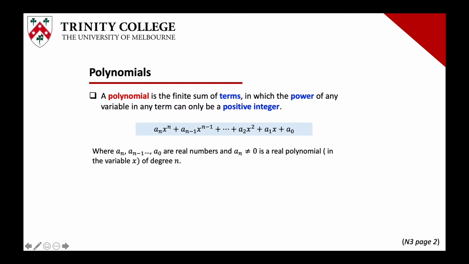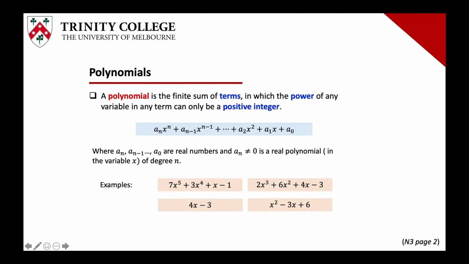Here a_{n-1} all the way down to a_0 represent the coefficients in each term. They are real numbers, alright? One important condition here is that a_n, which is the leading coefficient, cannot be 0. I know it all sounds a bit complicated, but what this definition is saying is that polynomials should look like this. So here I have provided 4 more examples to show what polynomials could look like.